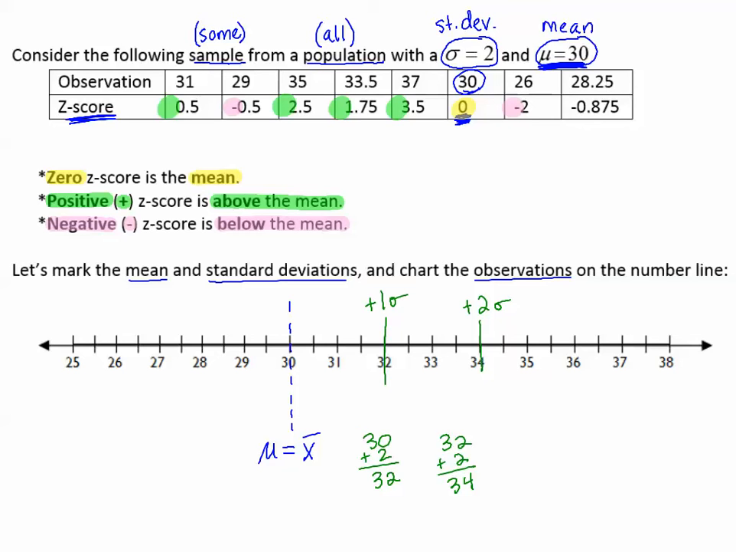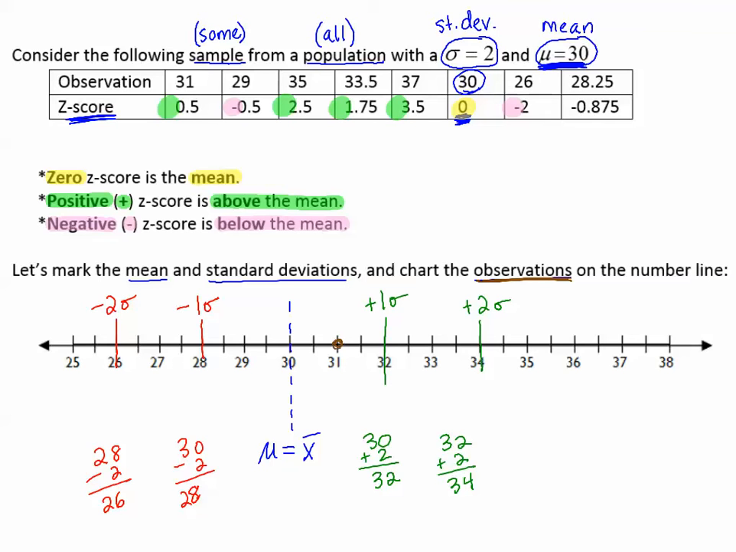Then to go below the mean, we subtract. The mean minus 2 makes 28. 28 is -1 standard deviation because the standard deviation is 2. Let's subtract it again. 28 minus 2 makes 26. 26 is -2 standard deviations from the mean. And then we can plot the observations or chart the observations on this number line.